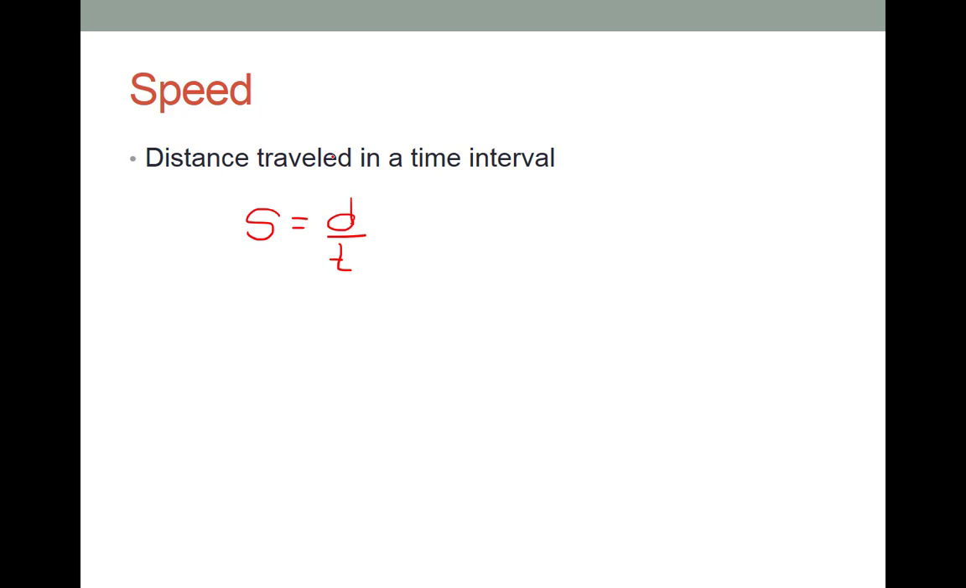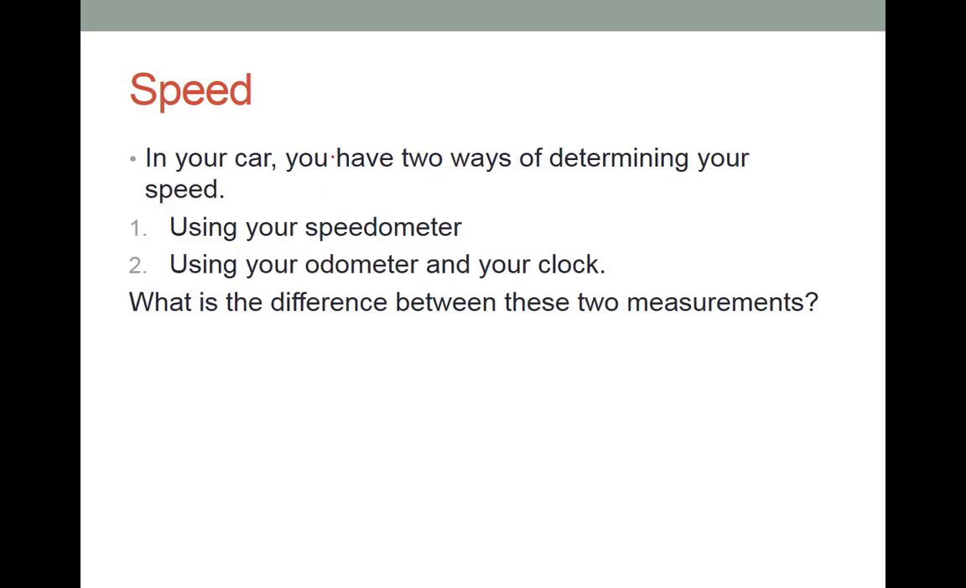In your car, you have two ways of determining your speed. The one way is you can look down at your speedometer. The other way you could do it is by using your odometer. That's the one that tells you a distance, and a clock. These two measurements give you slightly different values, maybe not even slightly different values.